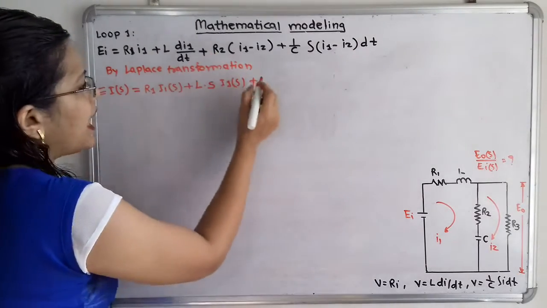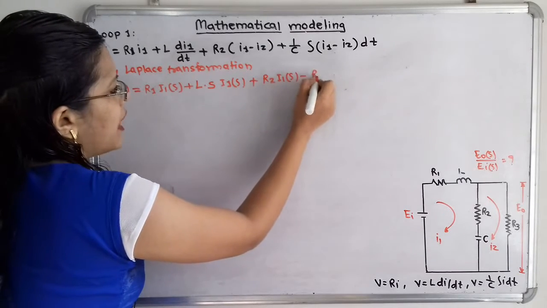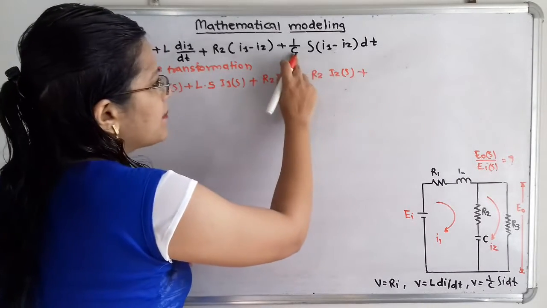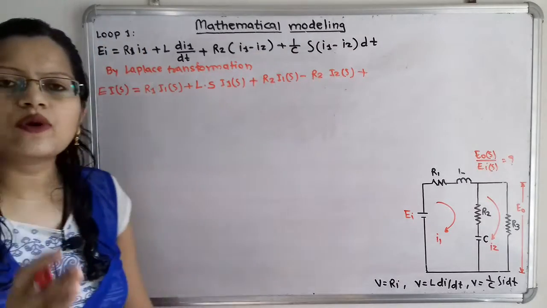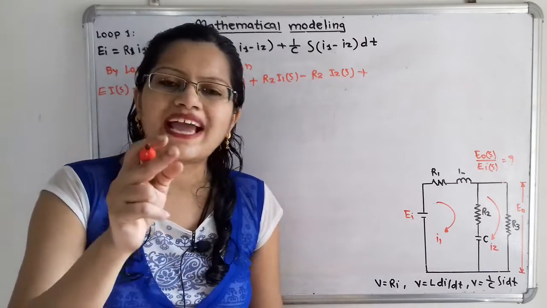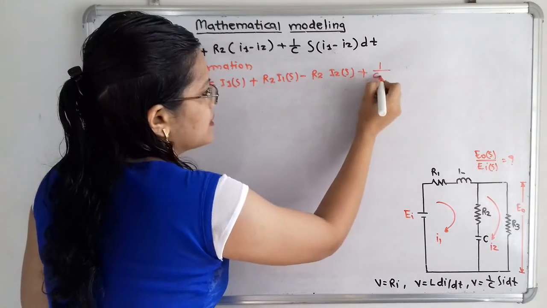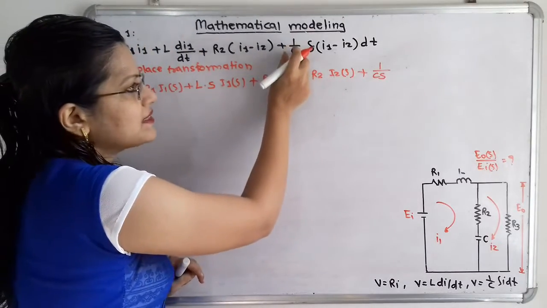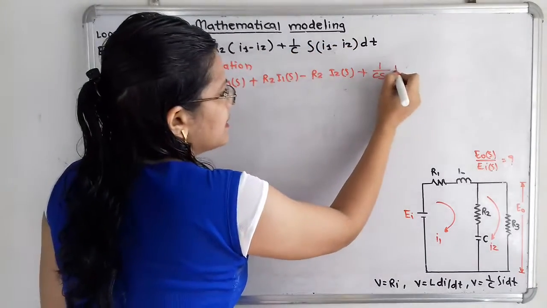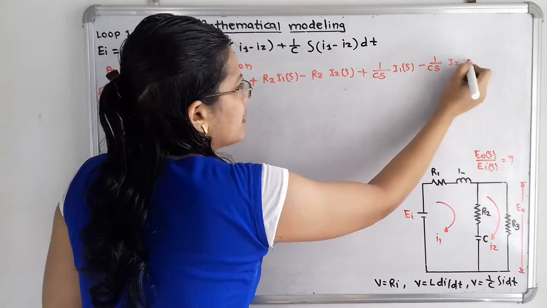So here it will become R2 I1 of S minus R2 I2 of S plus, now 1 by C integration of. So we have to cancel this integration. For Laplace transformation, to cancel integration we have to multiply with 1 by S. So it will become 1 upon Cs. Now I will multiply this 1 by Cs simultaneously inside the bracket. So it will become 1 by Cs I1 of S minus 1 by Cs I2 of S.